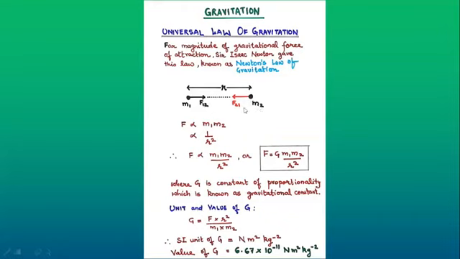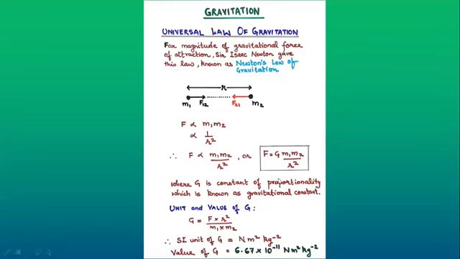F is directly proportional to the product of these masses and inversely proportional to the square of the distance between the two. On combining the two, we get this, and on removing the constant of proportionality, we get F is equal to G m1 m2 upon r square. This is the mathematical form of the universal law of gravitation, and using this you can find out the magnitude of force of attraction between the two masses. Here the masses considered are m1 and m2.